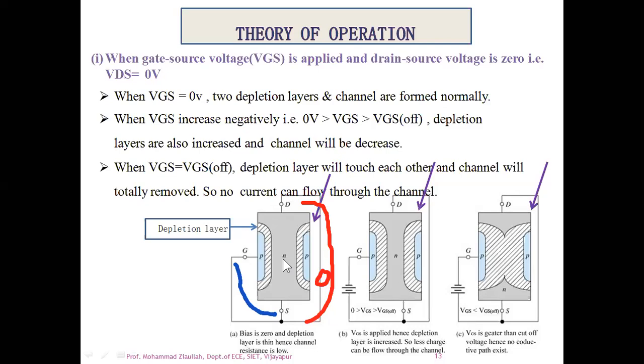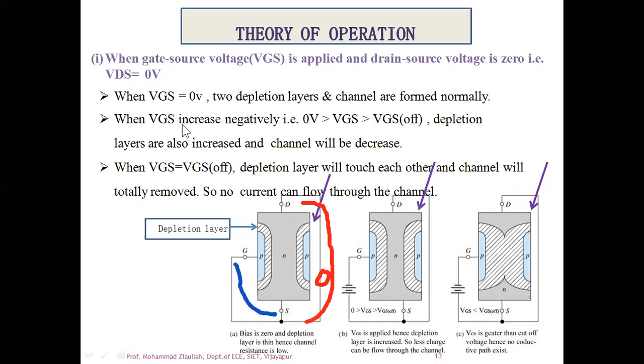Now, this JFET works under reverse bias, not forward bias. So during the reverse bias condition, what will happen? Reverse bias means you need to apply a negative voltage.